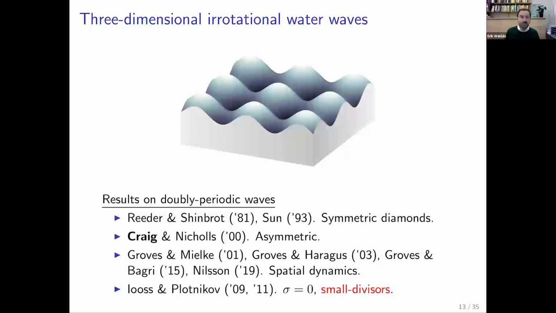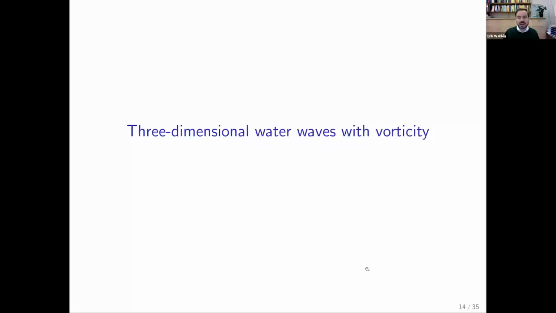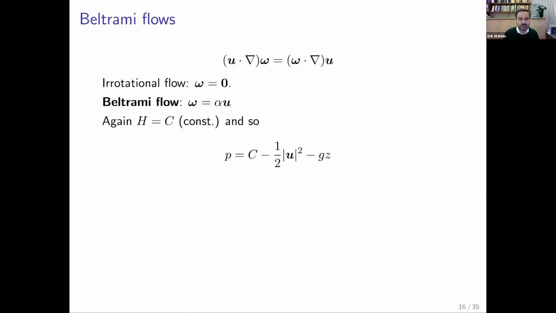Okay, so now let me add vorticity to the equation. I will talk about two different results. The first one has appeared recently in ARMA, and the second one is work in progress. In the first case, I will be considering, well, I already mentioned Beltrami flows. This is a special situation when things simplify a lot.